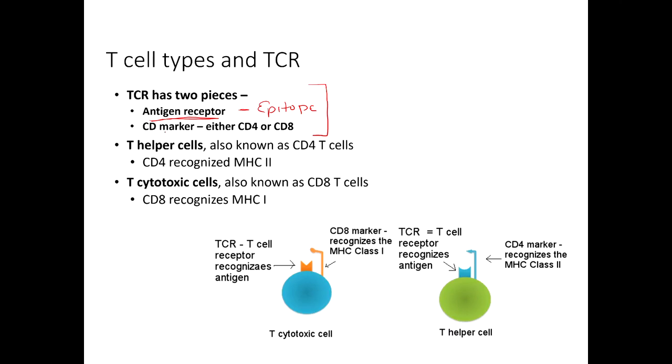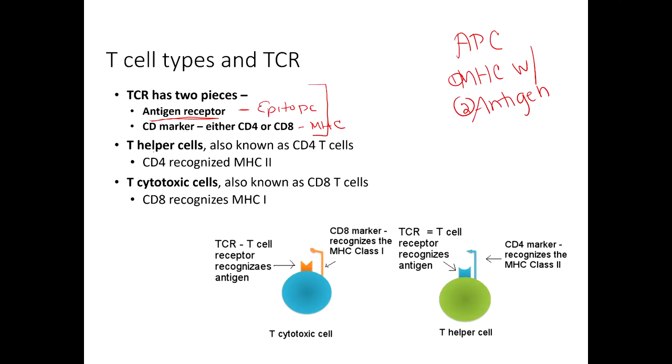The CD marker is either going to be CD4 or CD8, and this is actually going to recognize that MHC component on the APC. So the APC, as you will recall, had two pieces. It had an MHC with a piece of antigen, or the epitope. So it had two pieces in the presentation. The T cell has a two-piece receptor marker, if you will, and showing down here.